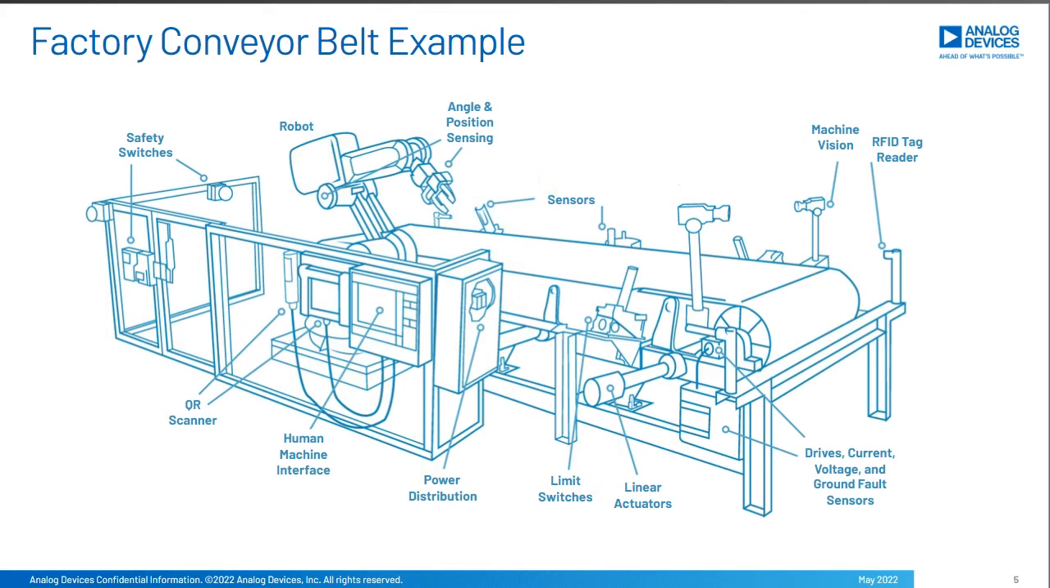So you have your traditional things that you would find in a factory conveyor belt, for example, the actuation required for the belt system and the robotics, the positional, angular, voltage, and current sensing that's required for both of those systems. You've obviously got a human-machine interface, various safety systems, and then in today's factory conveyor belts, you're going to find things like machine vision systems, or RFID readers, QR scanners, and various other sensors.